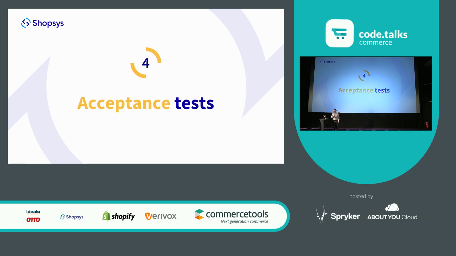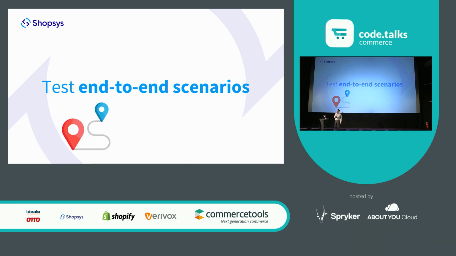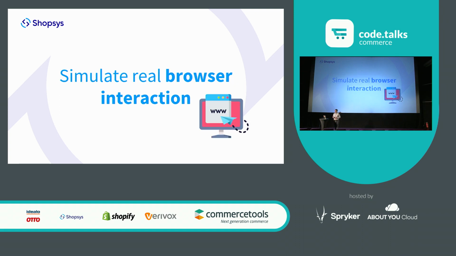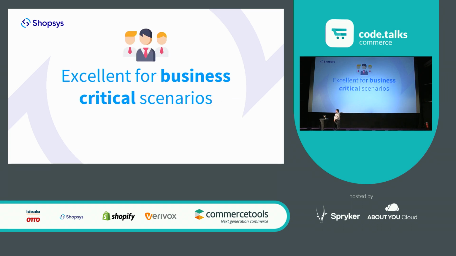So then we have the fourth layer, which are acceptance tests. They are really great at testing end-to-end scenarios because they simulate a real browser interaction. It's like a manual tester, but who's a robot. Pretty cool. It is excellent for writing specific testing scenarios for really your business critical customer paths, like creating an order or something like that, or registration. Great to have that covered.